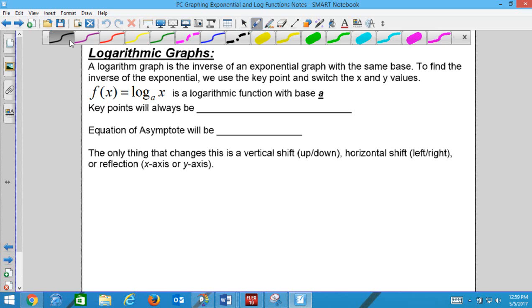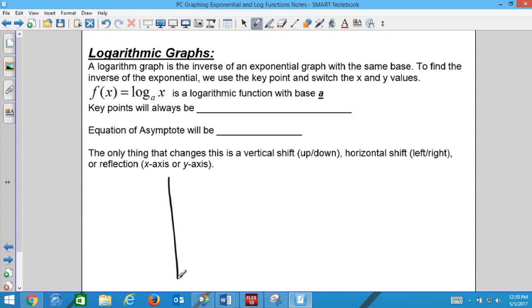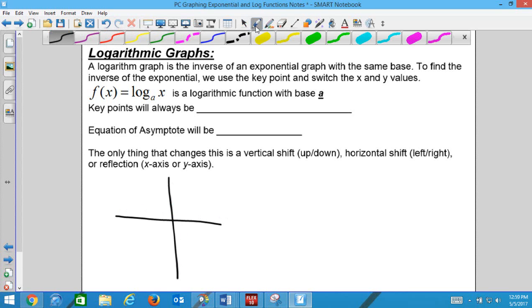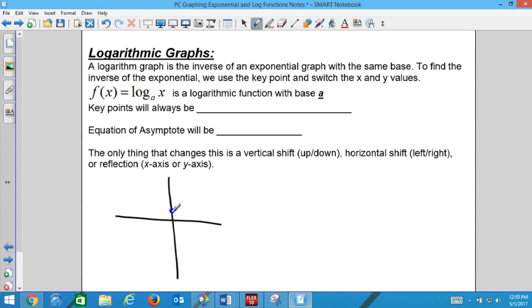Okay, so yesterday we did exponential. And just a quick review, exponential, we had 2 key points. One was at 0, 1, and the other one was at 1, a. Exponential also had an asymptote. Looks like that.